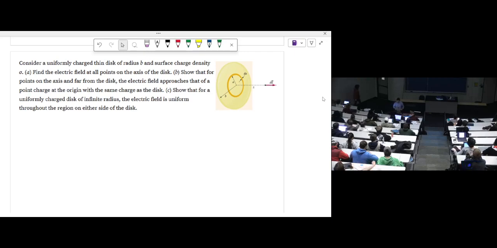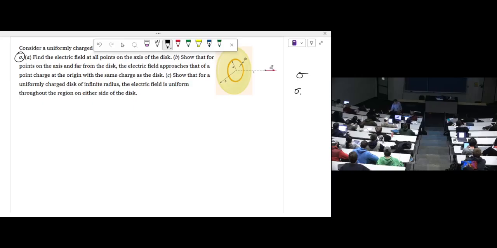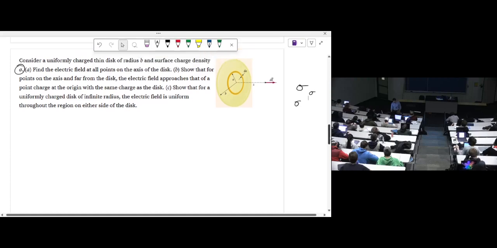Consider a uniformly charged thin disk of radius b and surface charge density sigma. That's the Greek letter sigma there, a lowercase sigma. I tend to write it like that. Some people will write it like that. Both look like zeros, if you ask me, but look something along those lines. That's a lowercase sigma. Find the electric field at all points on the axis of the disk.